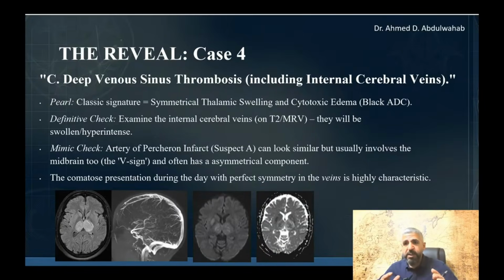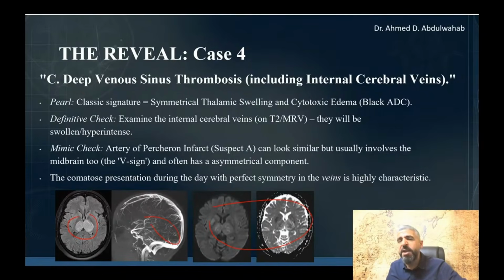With deep venous thrombosis, if the veins cannot drain, the thalami will swell and die symmetrically. Detectives, this is a perfectly symmetrical pattern, and this is the exception to rule number 1. We said symmetry equals metabolic, but this is an exception. It is a single clot, deep venous thrombosis, and it looks symmetrical because one system drains both thalami. Always check the internal cerebral vein. Look, it's symmetrical, it's showing diffusion restriction, and the MRV is abnormal.